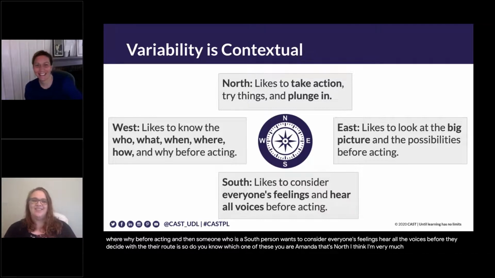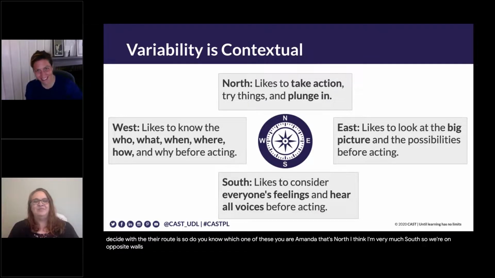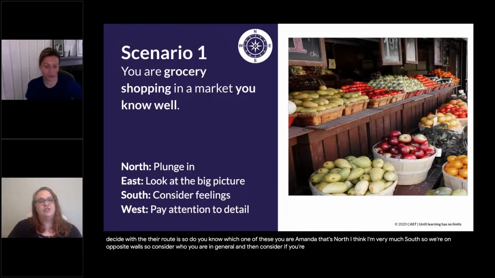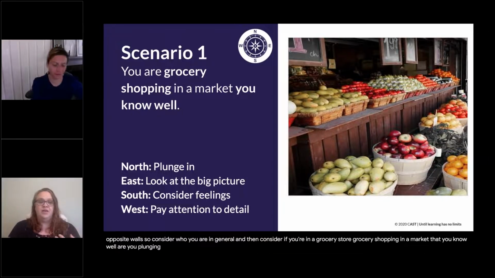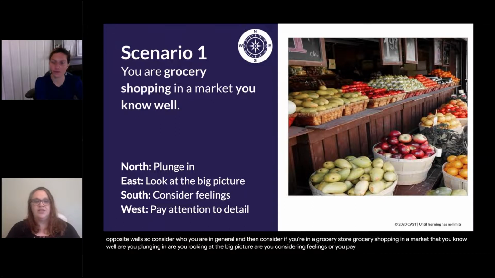I think I'm very much South, so we're on opposite poles. So consider who you are in general, and then consider if you're grocery shopping in a market that you know well. Are you plunging in? Are you looking at the big picture? Are you considering feelings? Or are you paying attention to detail?